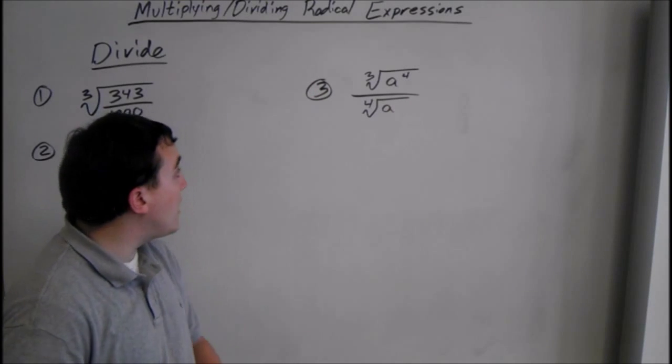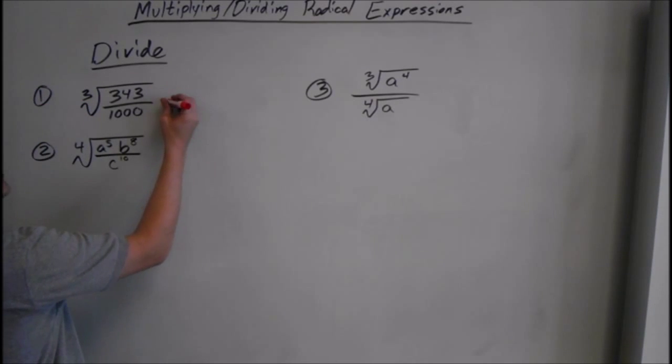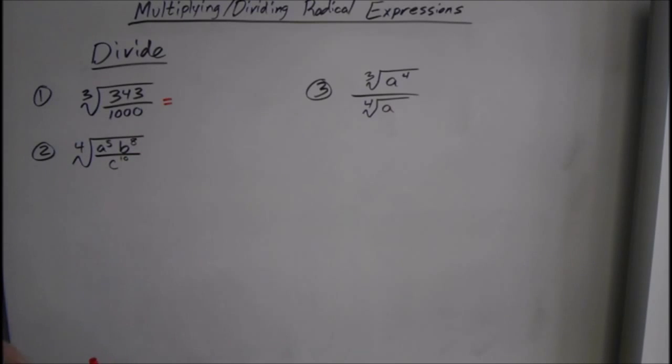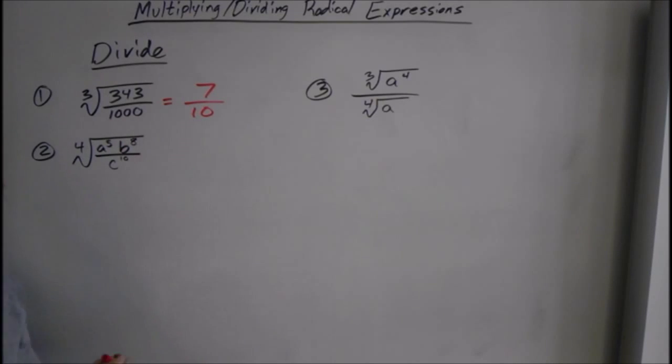Alright, next we'll be dividing radical expressions. So say we have the cube root of 343 over 1,000. What you can do is just break it up into two roots. If they're perfect, you can take them right out. Cube root of 343 is 7 over cube root of 1,000 is 10. Easily done.